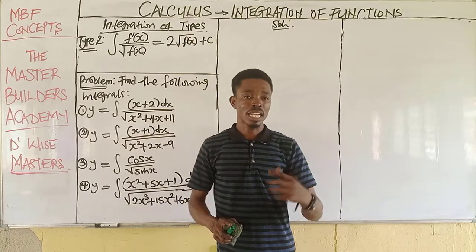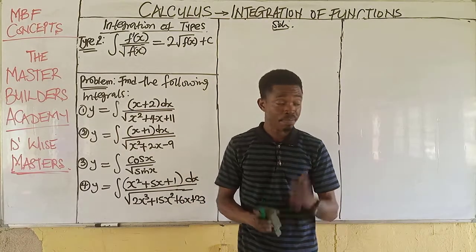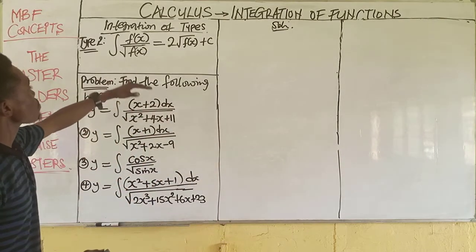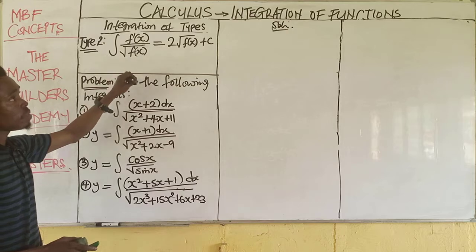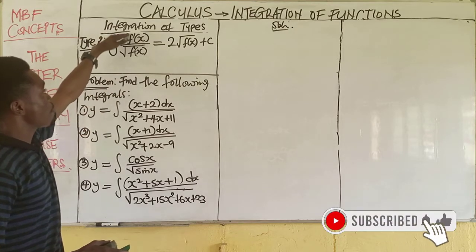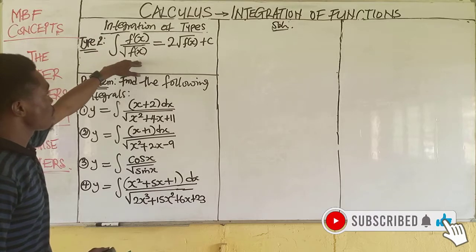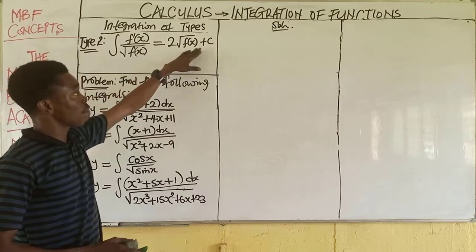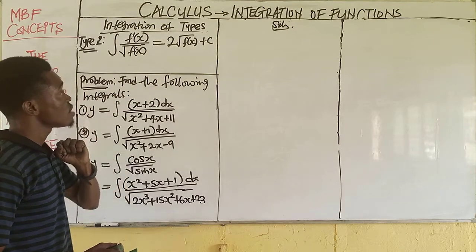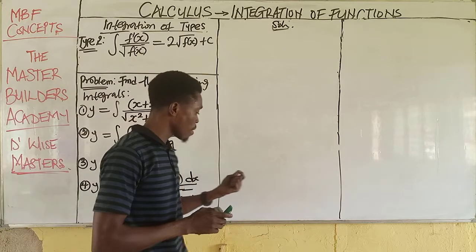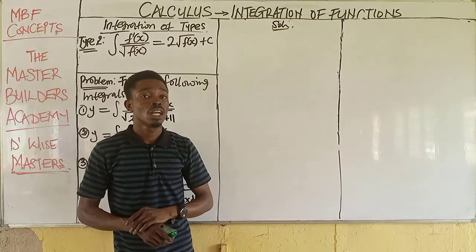Now guys, let's get to the business of the day. On the board we have integration of type 2. We have the integral of f prime of x over the square root of f of x, and the answer to this is equal to 2 root f of x plus c. Now let me quickly explain this before we start solving problems using this formula.